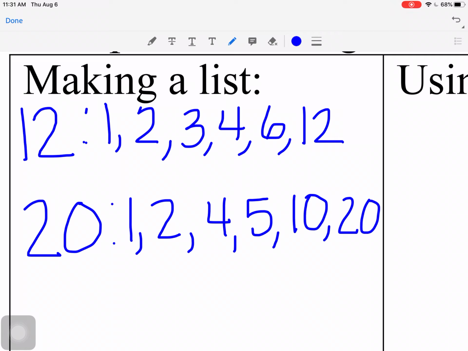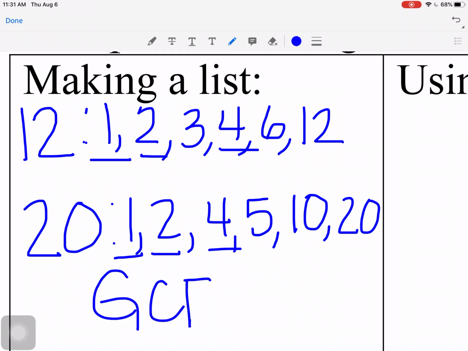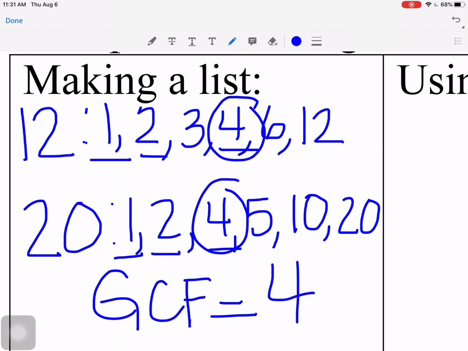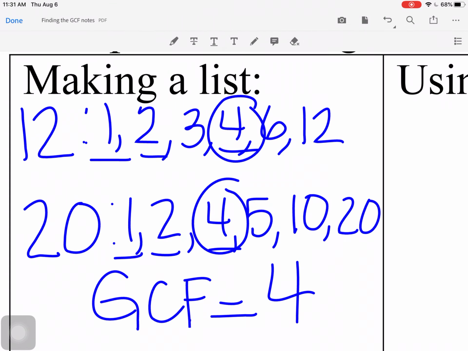So our next step is to look at our list and find the numbers that they have in common. So we see they have 1 in common, they have 2 in common, and they have 4 in common. And of those 3 factors that they have in common, the greatest one is 4. So 4 would be the GCF of 12 and 20. So that's using our list.